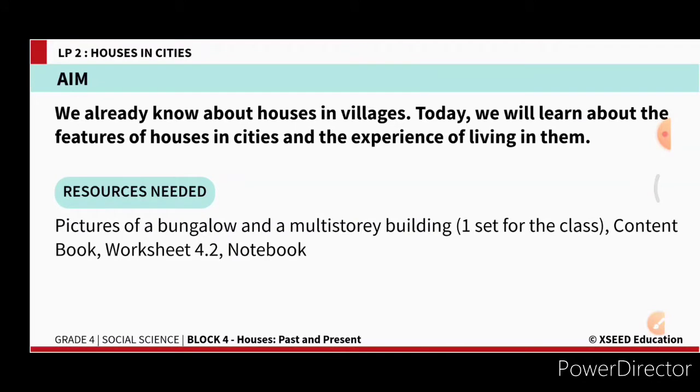We already know about houses in villages. Today, we will learn about the features of houses in cities and the experience of living in them. So, for that we need a picture of a bungalow, a multi-story building and of course your content book, workbook and a notebook.